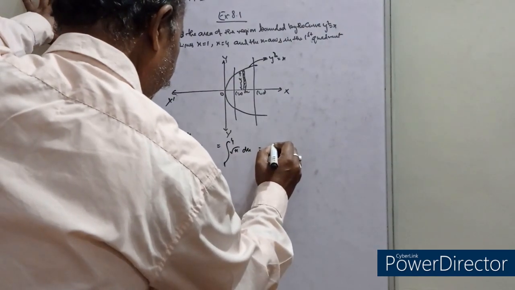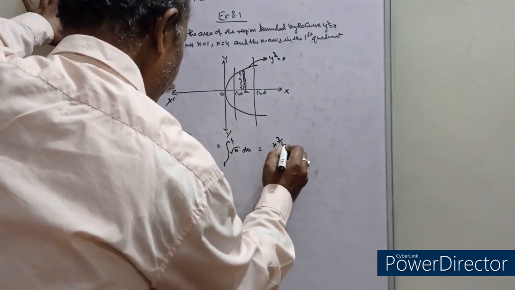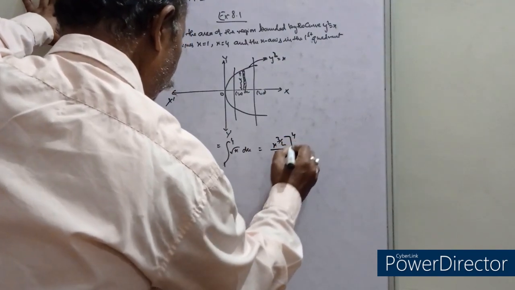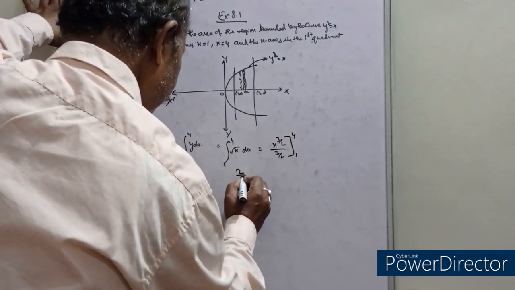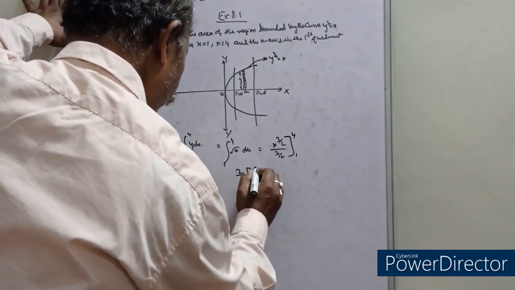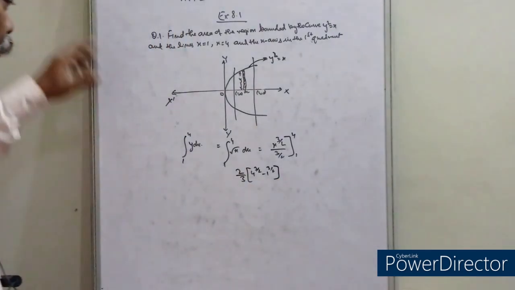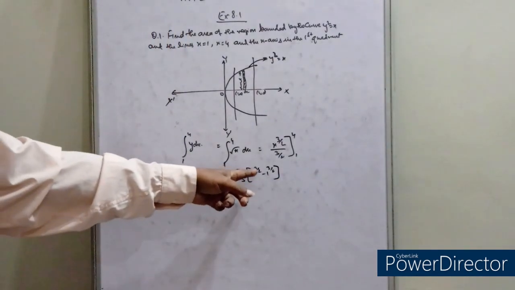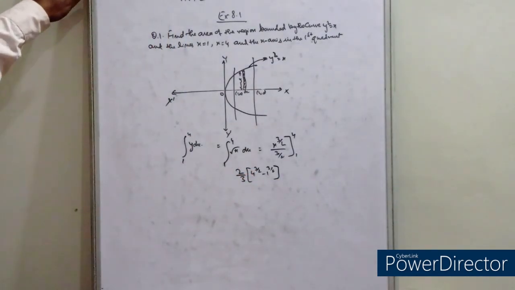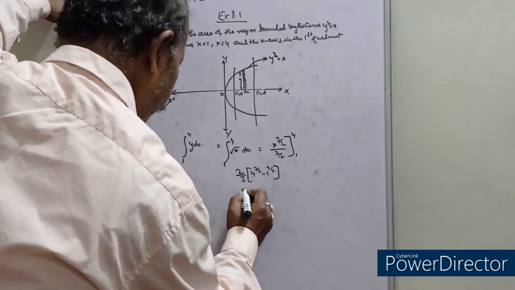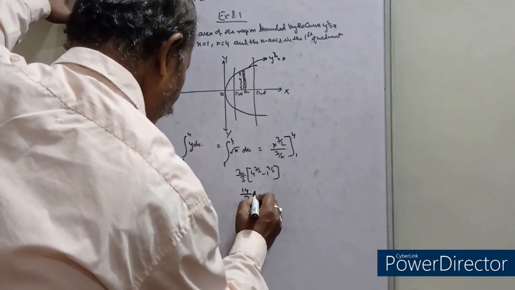So this will be x to the power of 3 by 2 by 3 by 2 from 1 to 4. So this will be 2 by 3 times 4 to the power of 3 by 2 minus 1 to the power of 3 by 2. So 4 means 2 square, 2 cancels out, 2 to the power of 3, that means 8. 8 minus 1, 7. That means 2 into 7, 14 by 3. This is your answer.